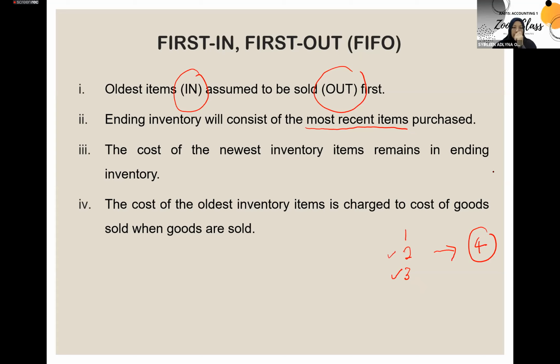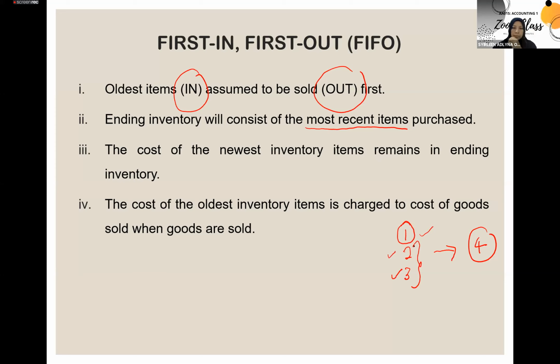Okay, and the cost of the newest inventory items remains in ending inventory. So kita akan kira ending inventory ni based on the newest stock lah. Okay, so the cost of the oldest inventory item is charged to cost of goods sold. So yang ni item yang paling awal ada dalam simpanan. So yang ini will be your COGS lah. Sebab dia yang akan dijual kan. So bila dia akan dijual, so nilai cost ini adalah nilai COGS.